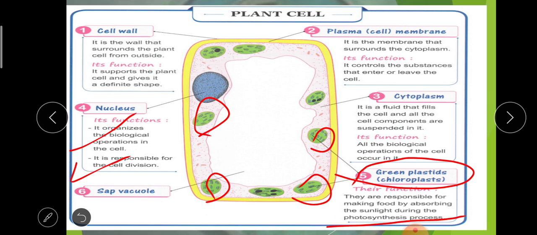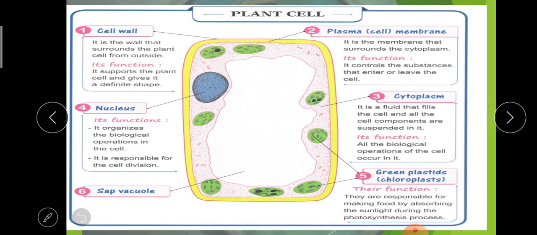This food, we store it in a sap vacuole. So the plant can make its own food, so it has big sap vacuoles to store the food inside. Let's identify the components again. The plant cell consists of a cell wall which surrounds the cell from outside, supports the plant cell, and gives it a definite shape.